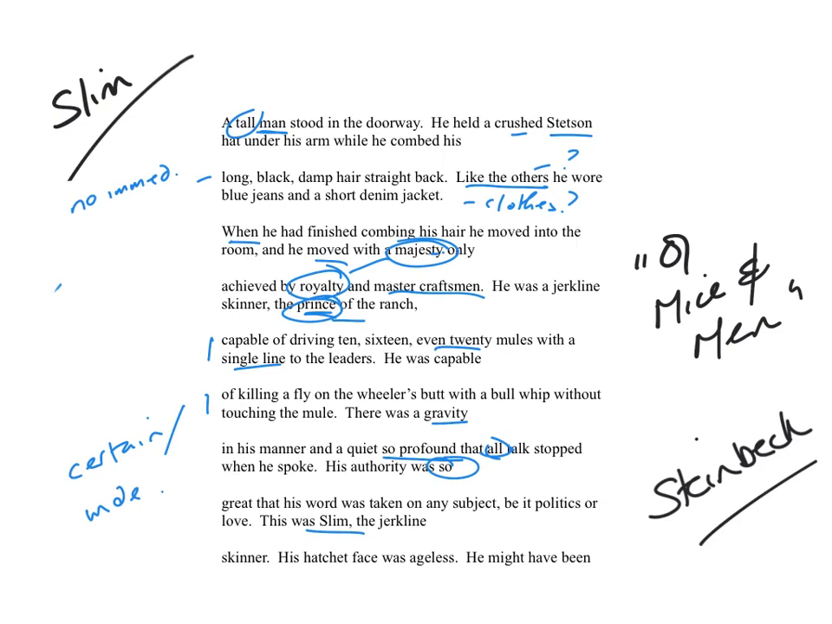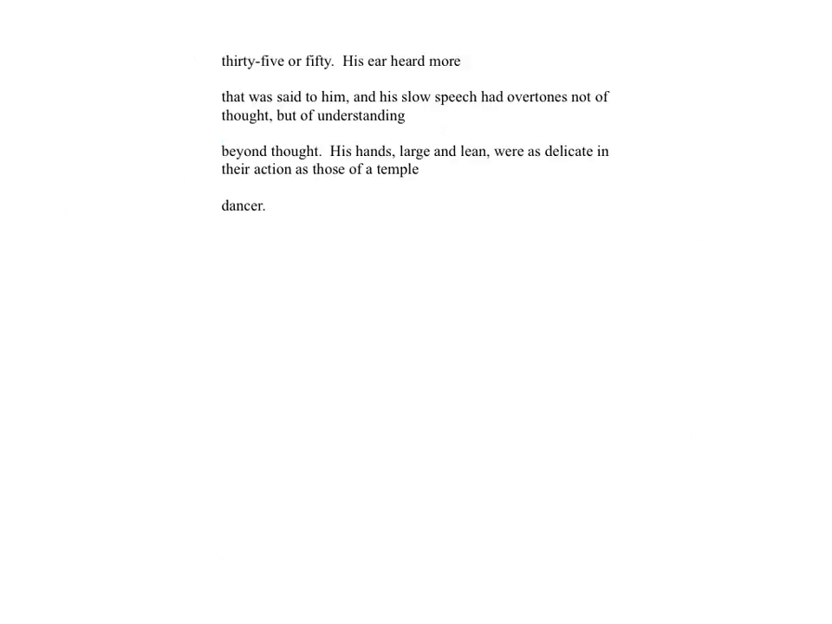"His hatchet face was ageless." Well, a hatchet, that's like a weapon. It's craggy, it's got all of that kind of thing. Ageless, really? What are they trying to say about him by saying he's ageless? "He might have been 35 or 50." So there's a kind of nobody knows. And that nobody knows is interesting because everything before has been so certain, hasn't it?